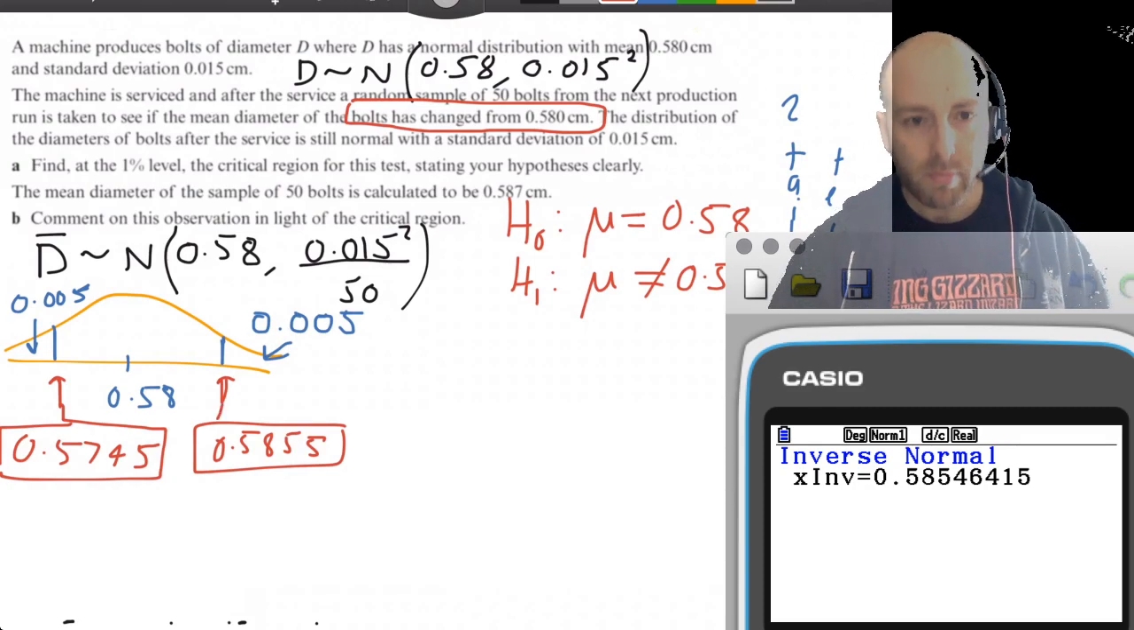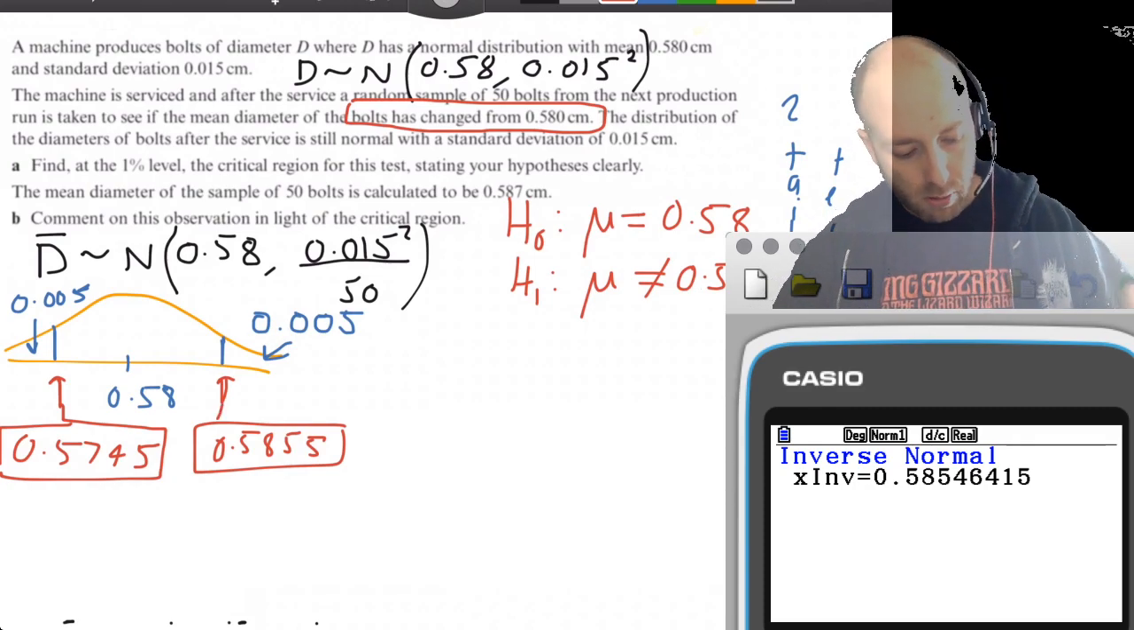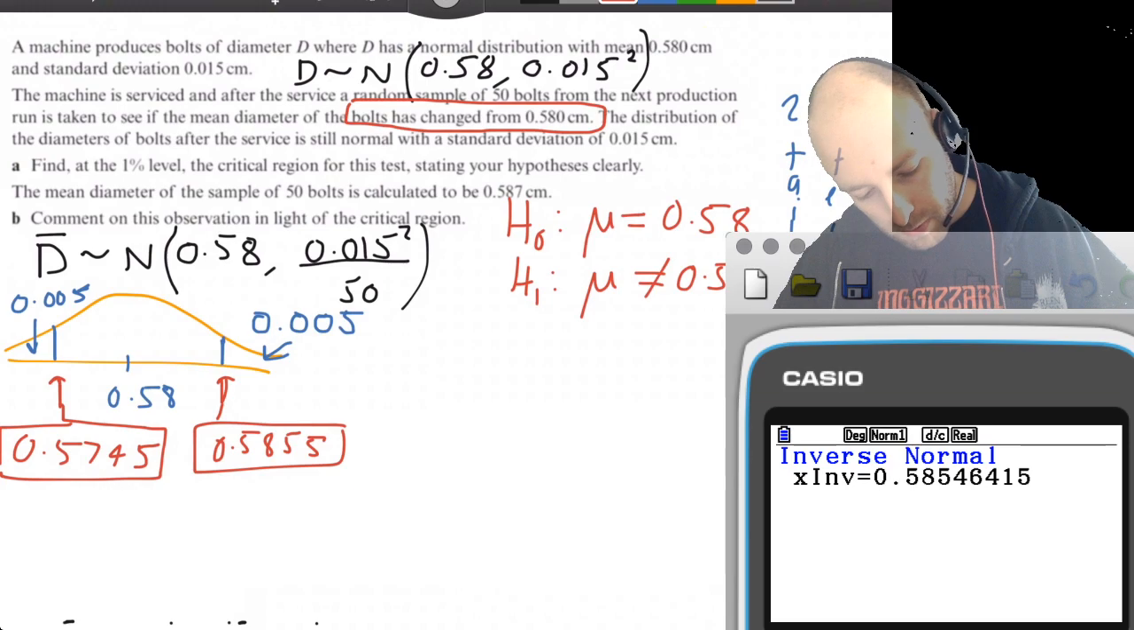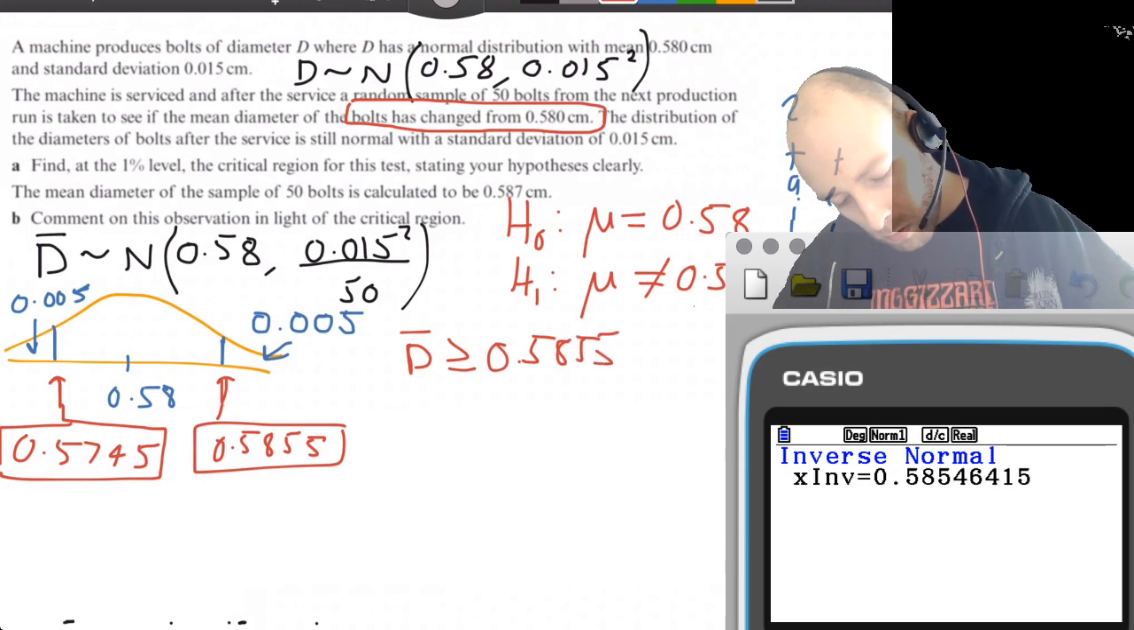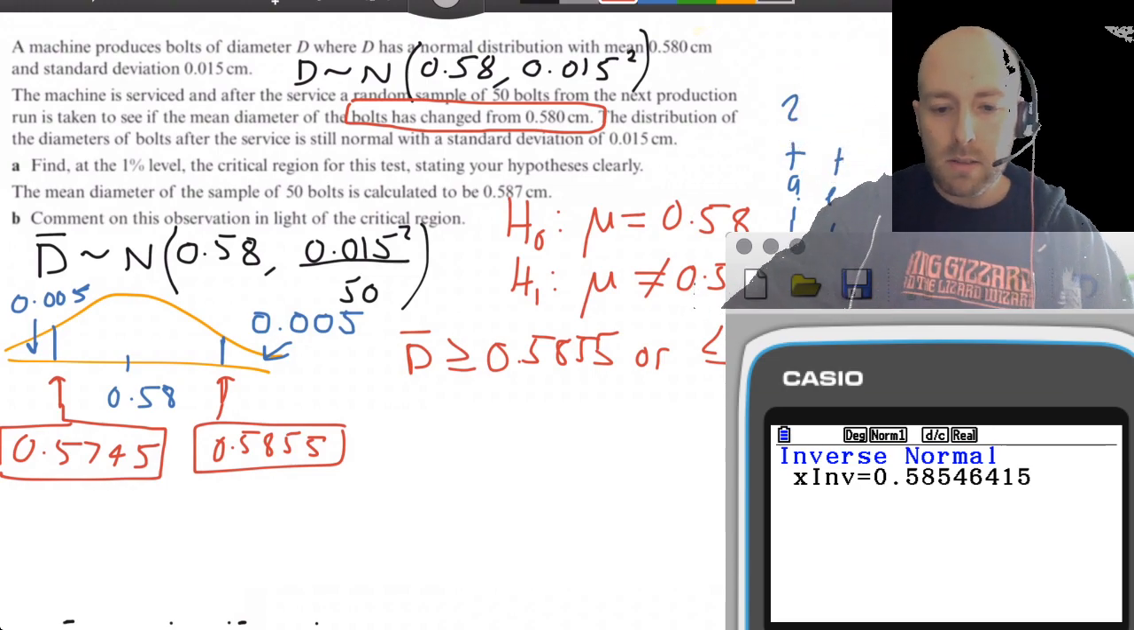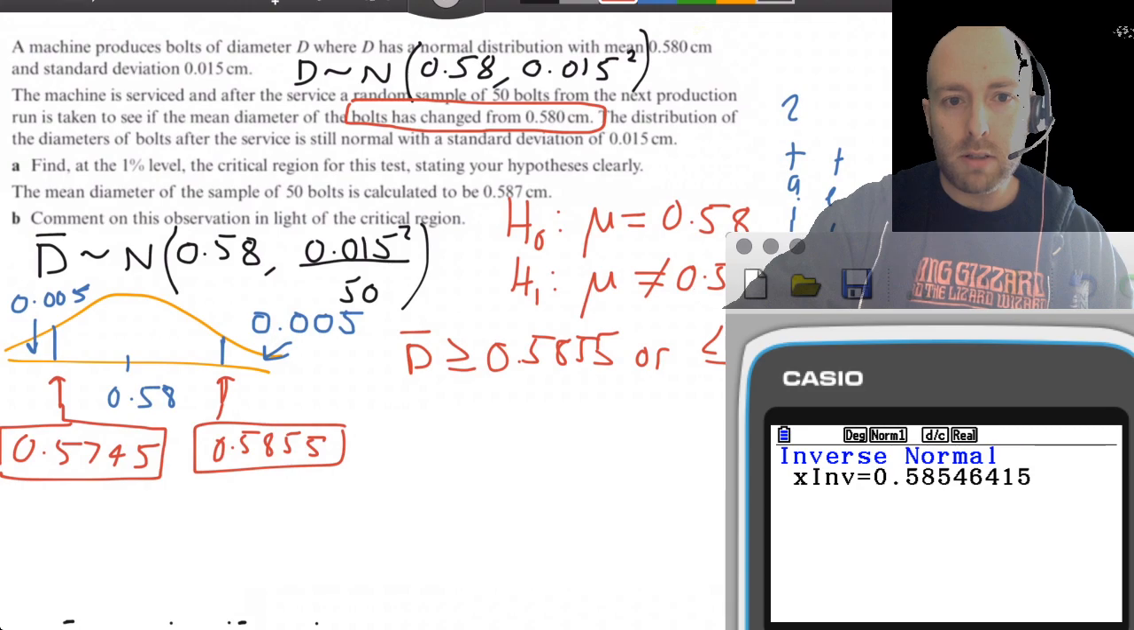Cool. So that's my critical region. Critical is when the mean is greater than 0.5855 or less than or equal to 0.5745. Anything outside of those values would be critical.